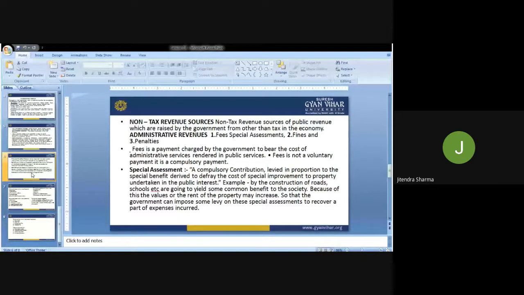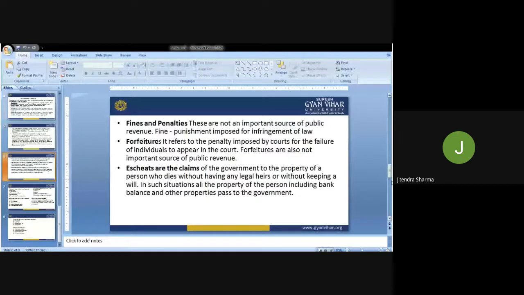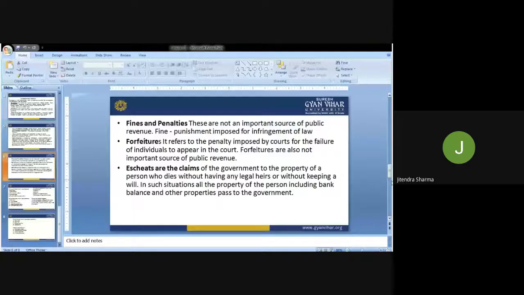Then the fines and penalties. These are not an important source of public revenue. A fine is punishment imposed for infringement of law. For example, if you have not worn a helmet, a fine is imposed by the traffic police. If you have not deposited government revenue in time, or have not filed your income tax return, then there is a fine. These are not an important source of public revenue, but they are a source up to a certain extent. The money is collected by the government by these means.